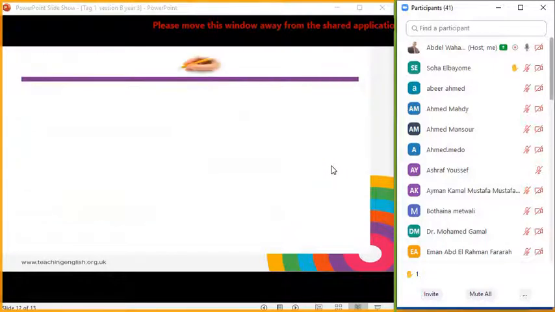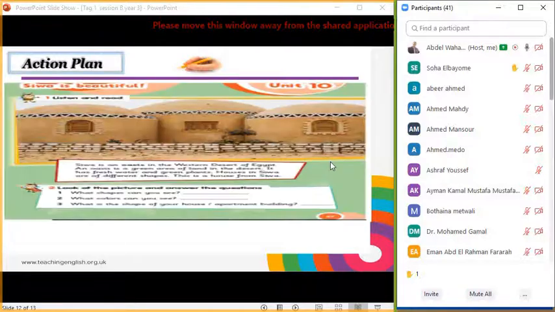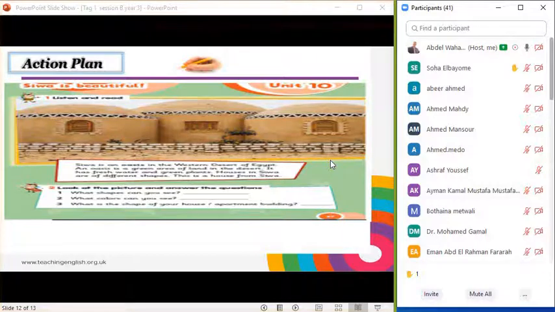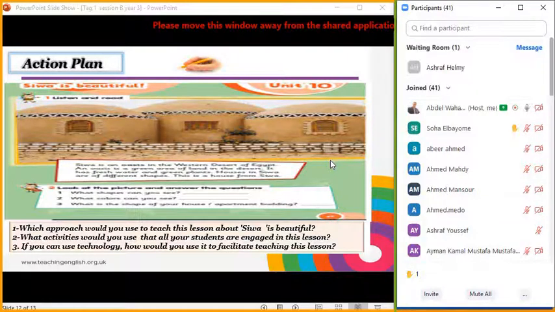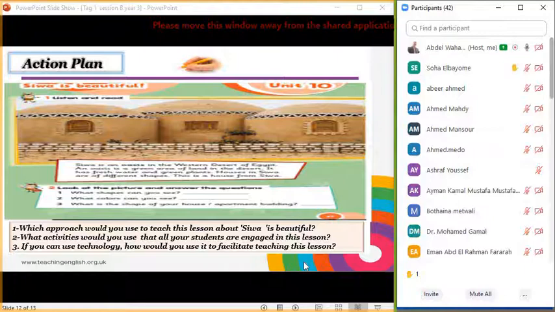Let's go to the last part of our session today, an action plan. This is a lesson in grade 2, unit 10, I think. See why it's beautiful. And we have 3 questions. Which approach do you use to teach this lesson about Siwa is beautiful? What activities would you use so that all your students are engaged in this lesson? If you can use technology, how would you use it to facilitate teaching this lesson?